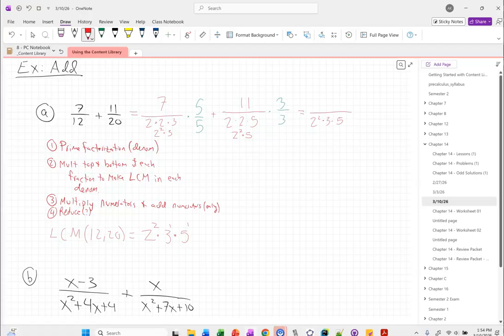All right, 7 times 5 is 35. 11 times 3 is 33. 35 plus 33 is 68. If I do the prime factorization of that, that's 2 squared times 17. So I end up with 17 over 15. Is that okay with what we did there?